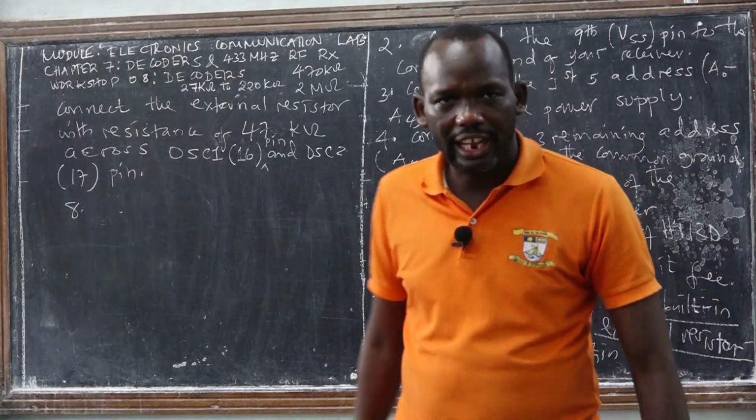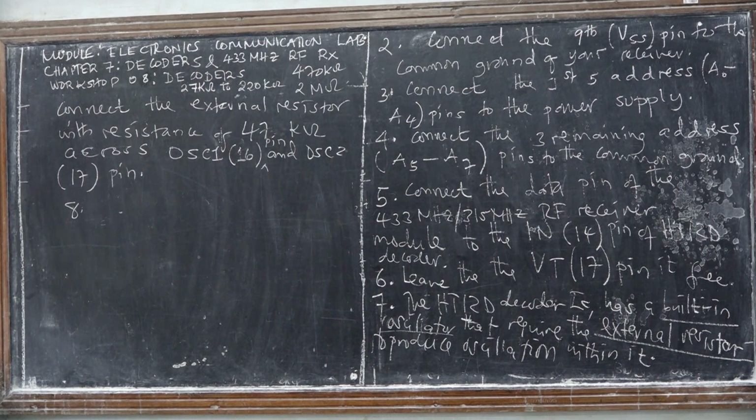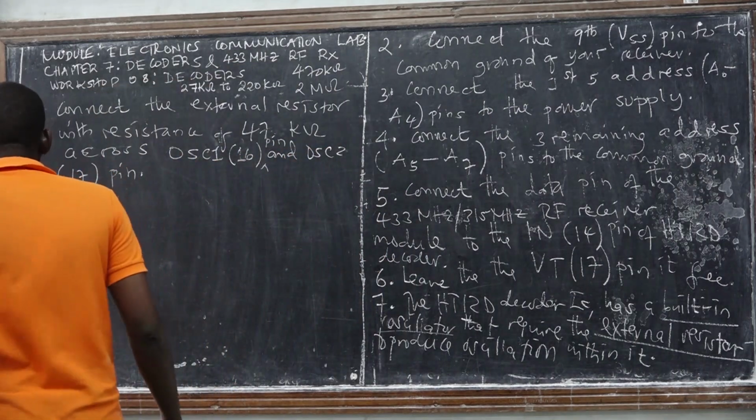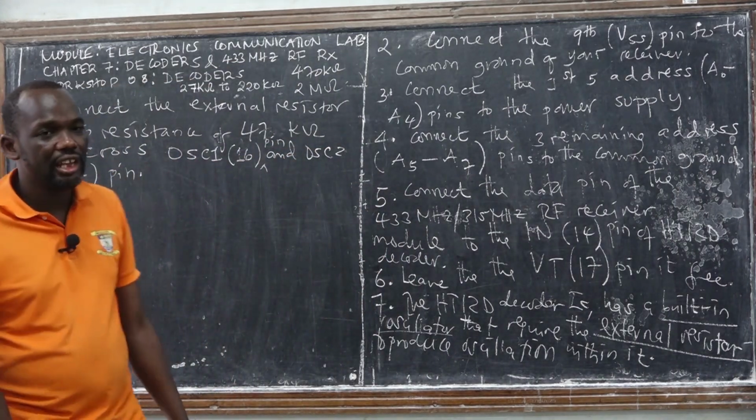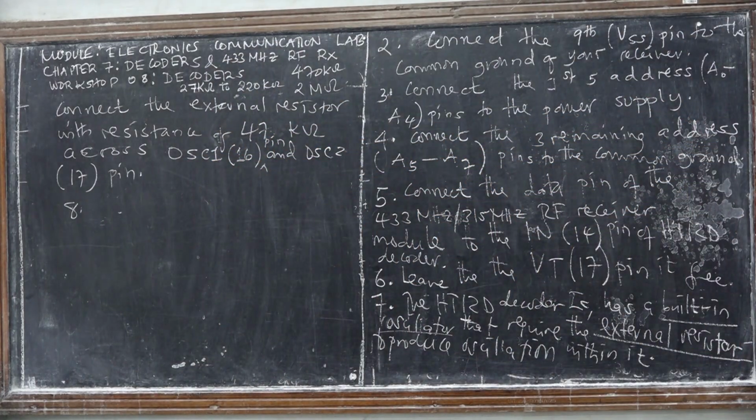And step number 8, Eliakim Matthias, what was the step number 8 of Ht12D encoder? Connect it to what? The out pin, or pin number what? 17. Right? To the data pins of the 433 megahertz RF transmitter module. What do you think about the decoder part?